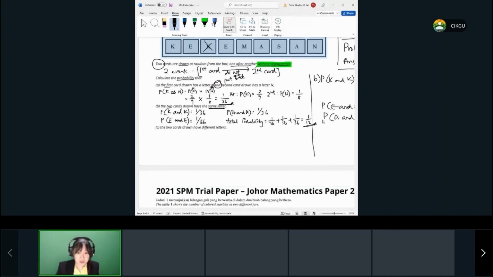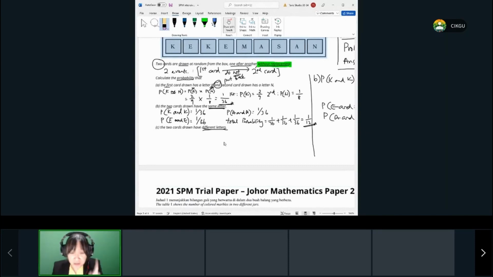Okay, done. So last part. Find the probability where the 2 cards that you draw have different letters. Oh my god. Okay, guys, this is where the student will be like, teacher, you didn't tell me I need to list down every single case. Different letters has so many cases. You can pick K and then pick E. And then you can pick E and then pick K. Then you can pick E and then pick M. And then you can pick M and then you pick E. Oh my god, so many cases.